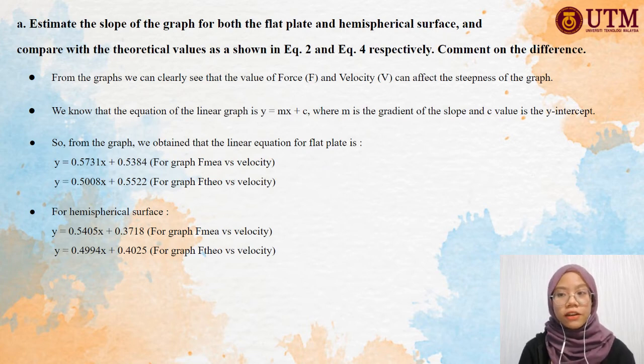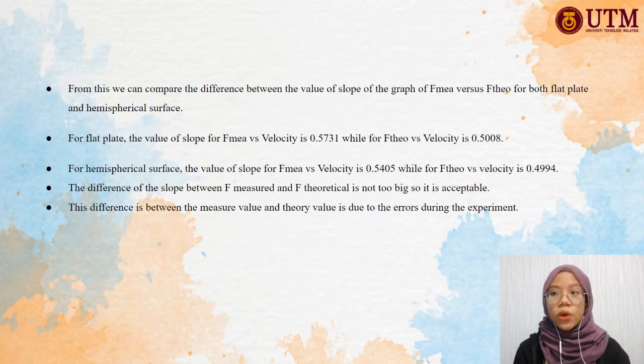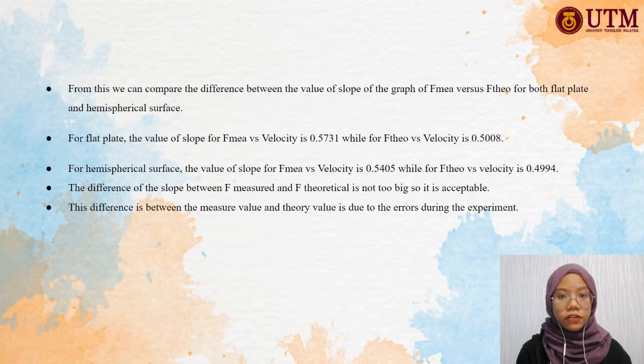While for the hemispherical surface, we can obtain the linear equations, which are y equal to 0.5405x plus 0.3718 and y equal to 0.4994x plus 0.4025. From these equations, we can compare the difference between the value of slope, which is the m value, for both flat plate and hemispherical surface.